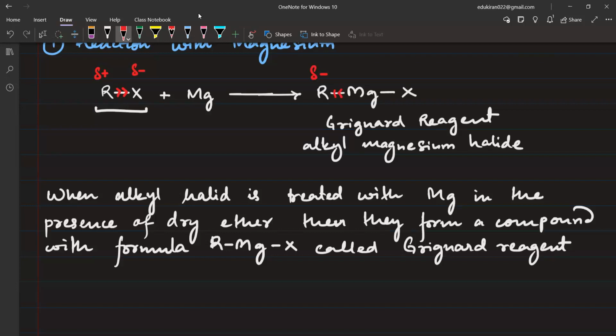So the important point here is we are reversing the polarity of carbon atom. Carbon atom, which was delta positive in alkyl halide, is delta negative in Grignard reagent. Okay. Now, the next point that you are going to write, this is alkyl halide.